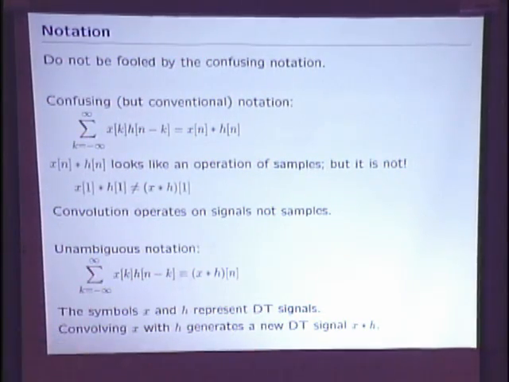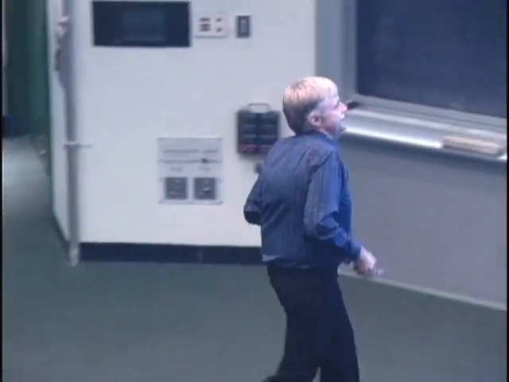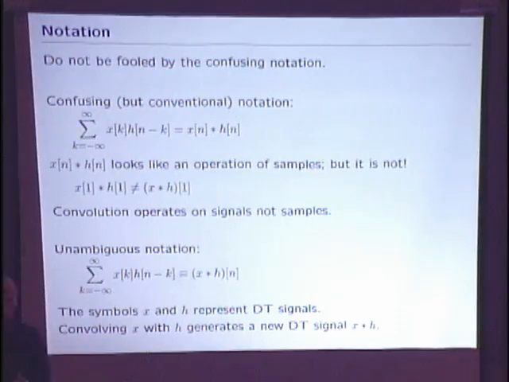The convolution operation means take the whole signal x. That's why we think about it as an operation on signals, not an operation on samples. Convolution means take the whole signal x and convolve it with the whole signal h to get a brand new signal x convolved h. And then take the nth sample. So the only thing that's at all confusing about convolution is remembering that convolution is an operation that is applied to signals, not samples. Okay?